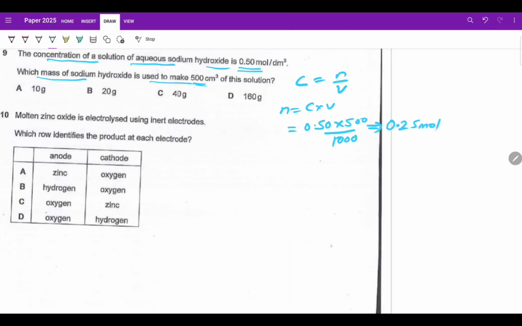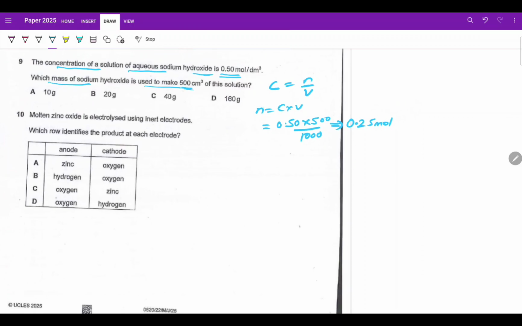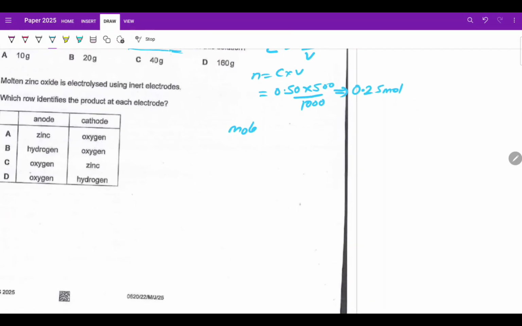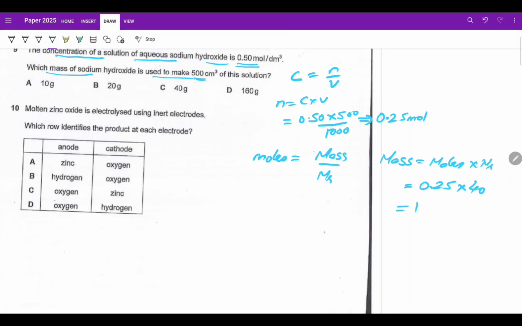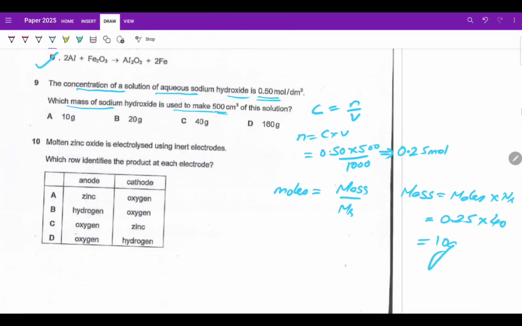0.25 mole. Now when I want to find the mass, what is the formula? Moles equals mass upon Mr, molar mass. Therefore mass equals moles into Mr. How many moles? Moles is 0.25. What is the Mr of NaOH? It is 40. What should be the answer? 0.25 into 40 comes out to be 10 grams. Answer is 10 gram. Therefore option A for 9th is correct. 10 grams is required to prepare 500 centimeter cube of 0.5 mole per dm cube NaOH solution.